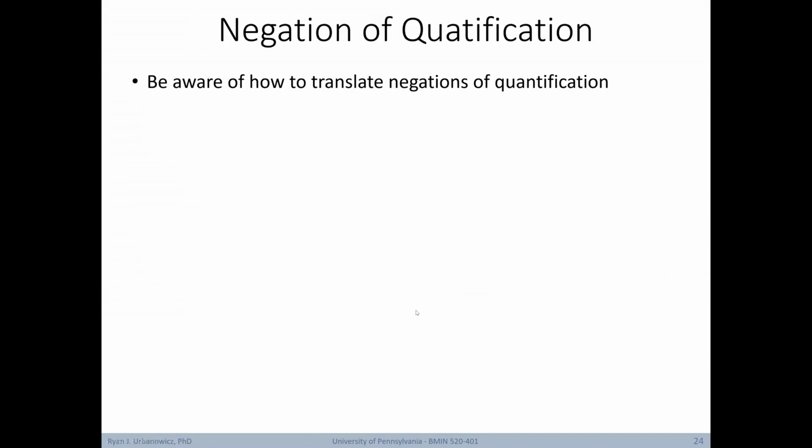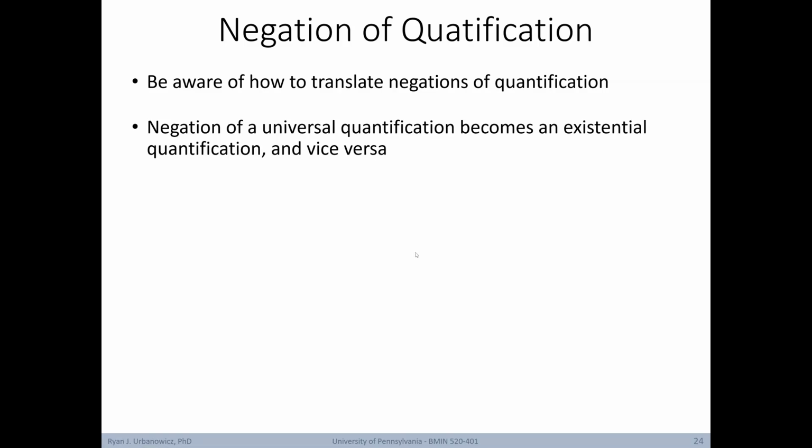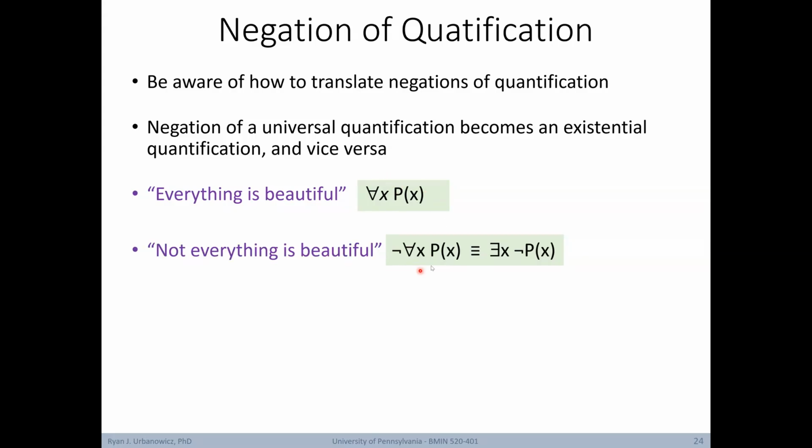Next, let's discuss what happens when you negate quantifiers. When you negate a universal quantifier, it becomes an existential quantifier, and vice versa. Consider the sentence, "Everything is beautiful," represented by this expression: for all x, x is p. If we negate this quantifier, the sentence becomes, "Not everything is beautiful."